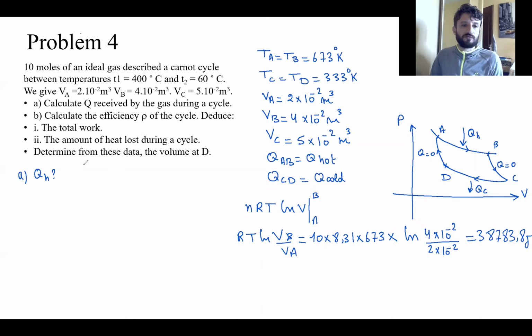Okay, so we get here QAB equals omega AB equals 38,783.8 joule. Maybe I can ask you where is Q hat? You have to calculate QAB and QCD. The positive one will be Q hat and the negative one will be Q cold. Okay, this is QAB.